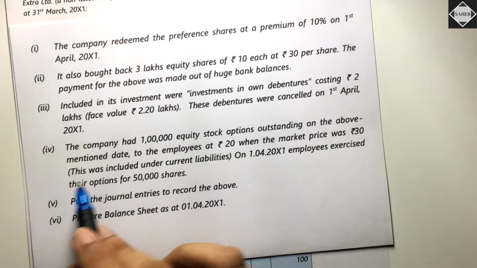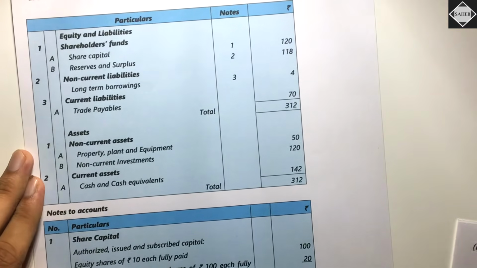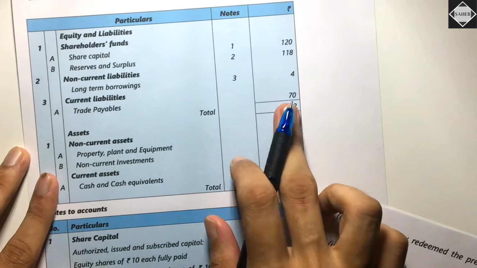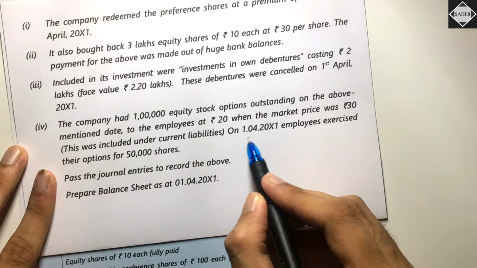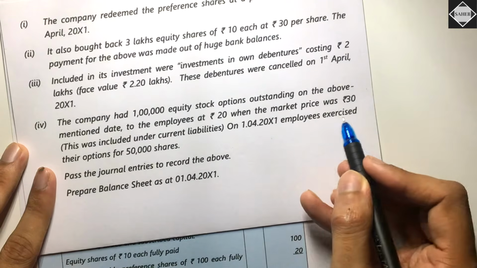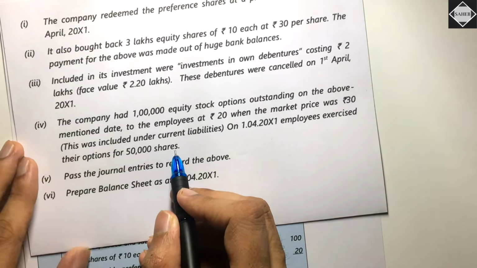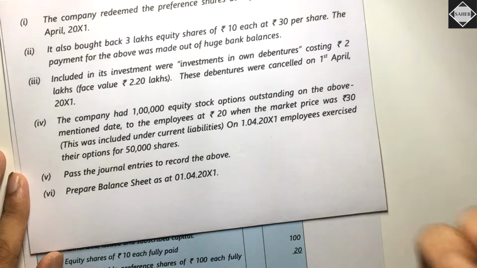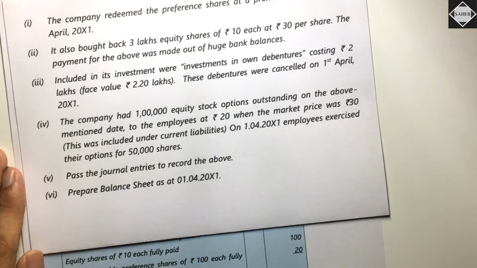So that's what they are saying. This was included under current liabilities. Okay, in the current liabilities it was included. Is that clear? Yeah, here in the 70. Clear? Okay. And then they are saying on 1st April 2021, employees exercise their options for 50,000 shares. So on 1st April, the options were exercised and 50,000 shares were subscribed. Is that clear? Okay, so this is the ESOP.